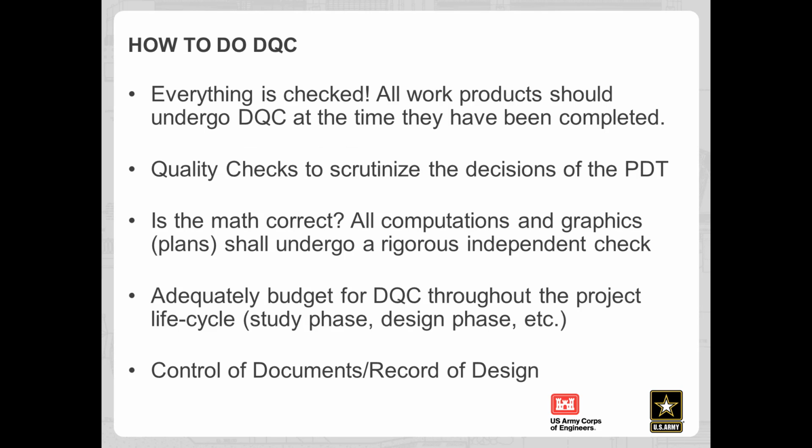The bottom line is everything is checked. Another way of saying that: if someone's going to use your work to make a decision, then it needs to be checked. So the EC goes on and talks about quality checks. It is checking the math and checking all the computations and graphics, making sure that they're correct. And we need to make sure that we budget enough time and funding for this to occur. And there's also a requirement for the control of documents, that we record and memorialize this information.